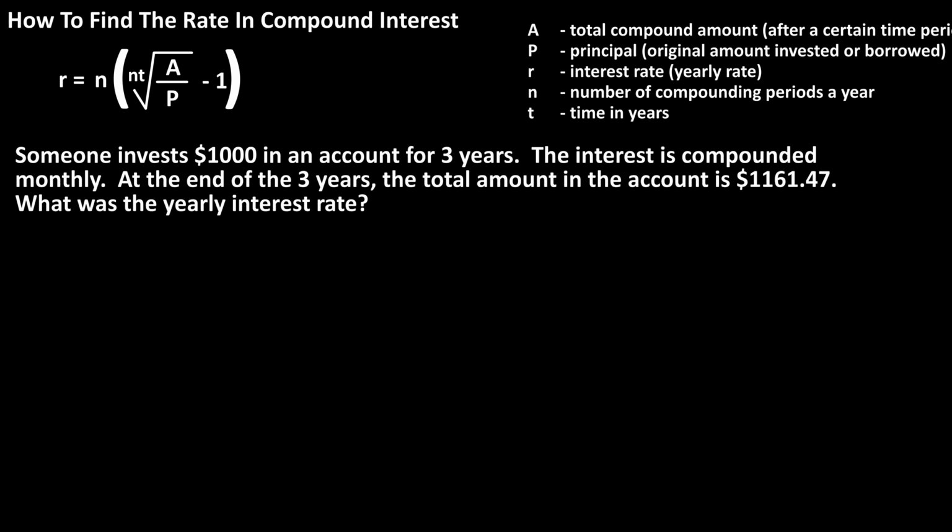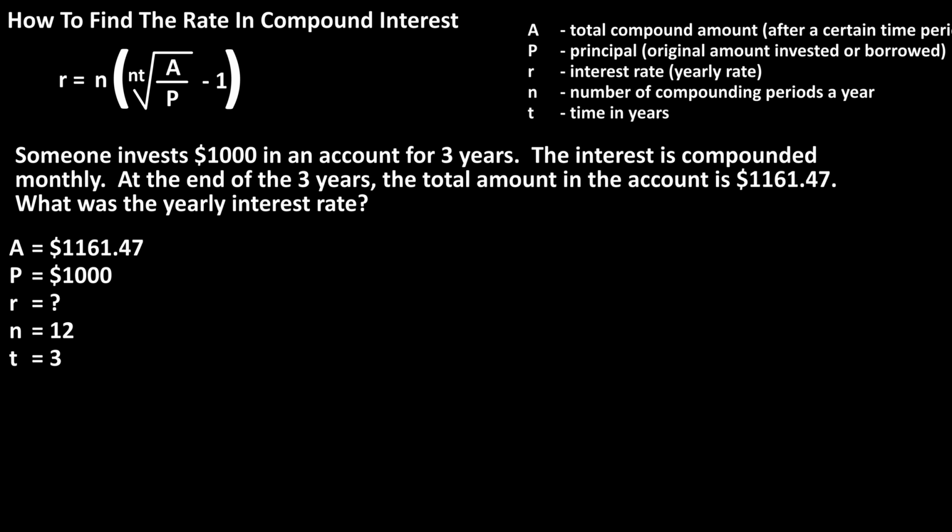Let's say that someone invests $1,000 in an account for 3 years. The interest is compounded monthly. At the end of the 3 years, the total amount in the account is $1,161.47. So what was the yearly interest rate? Looking at our variables, A is the total compounded amount at the end of the 3 years. So this is $1,161.47. The principal was $1,000. N is the number of compounds per year, which is 12 because it's compounded monthly. And T, the number of years, is 3.